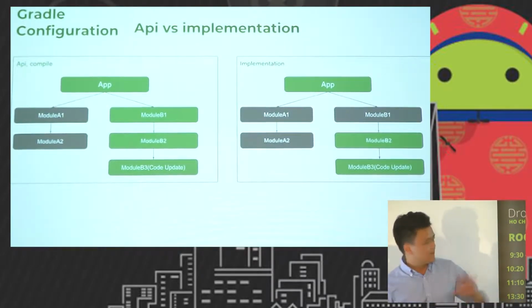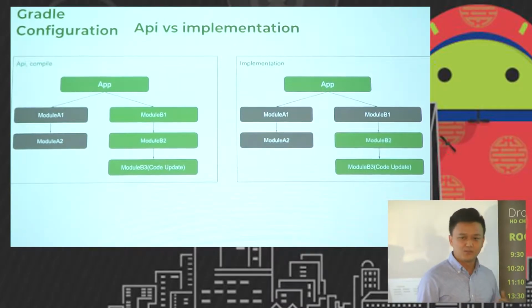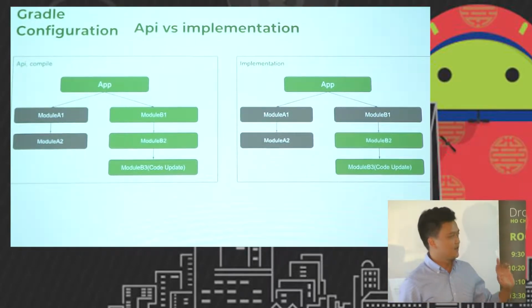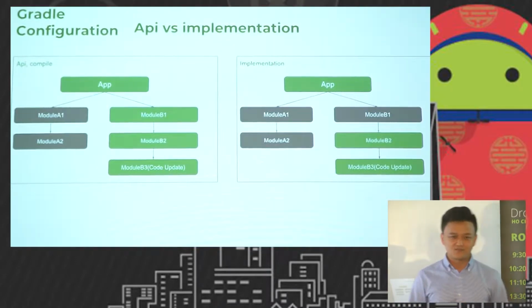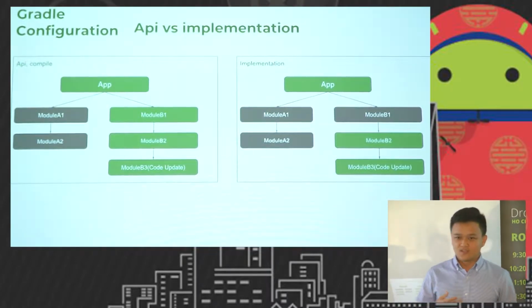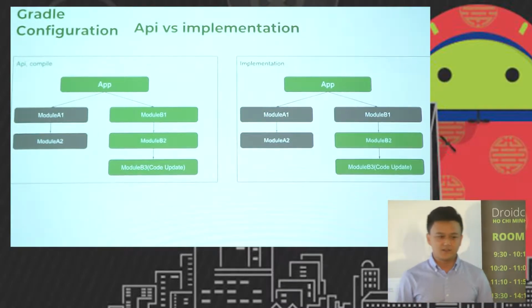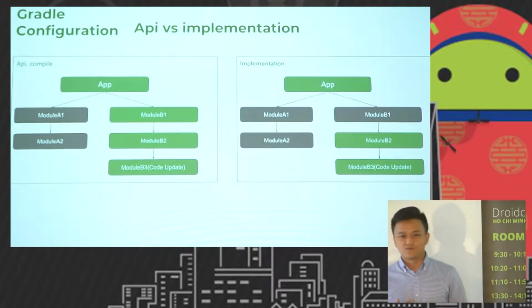But for the left side approach, module B2, module B1 and the application also have to be rebuilt. But if you are using implementation, then only module B2 and the application are rebuilt. For the simple example, maybe it doesn't sound like much, right? It's only one module, so let me take out the build time. But let's say you have 50 or 100 Gradle modules, and it will significantly improve your build time, especially for incremental builds.